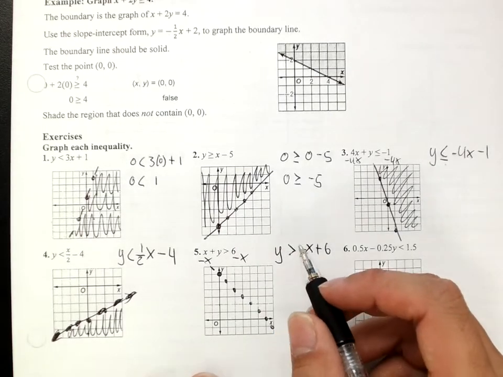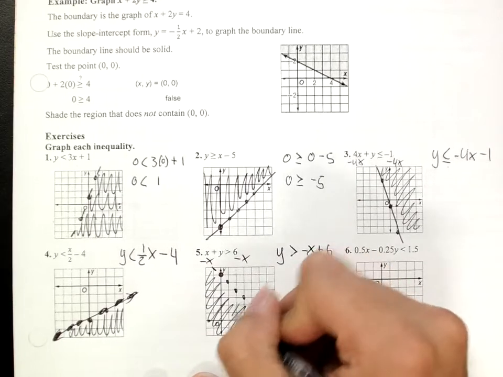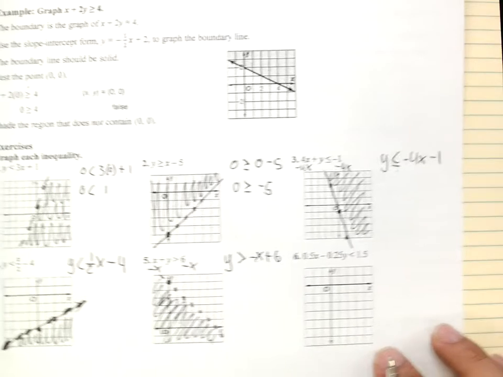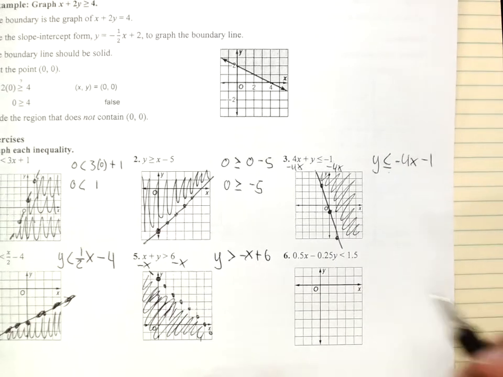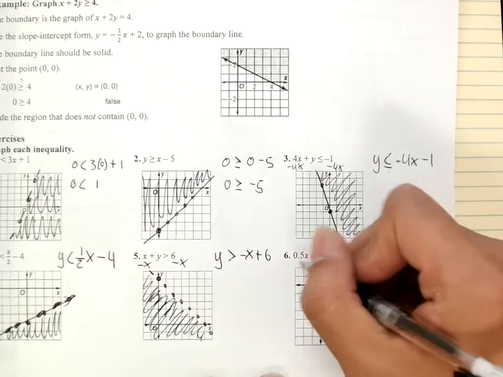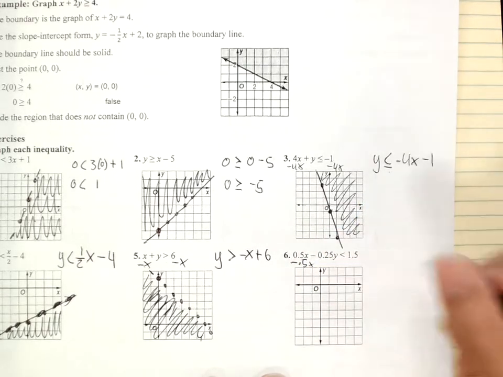Y is greater than left hand side of the dot. Okay. Now 6, they give you a fraction and it's not in y inequality in your function. So what I want to do first is go ahead and minus 0.5x from both sides.